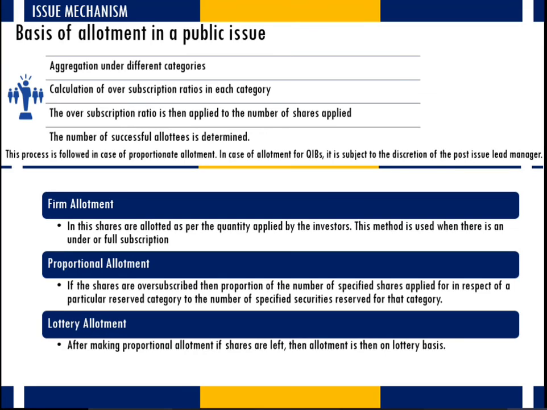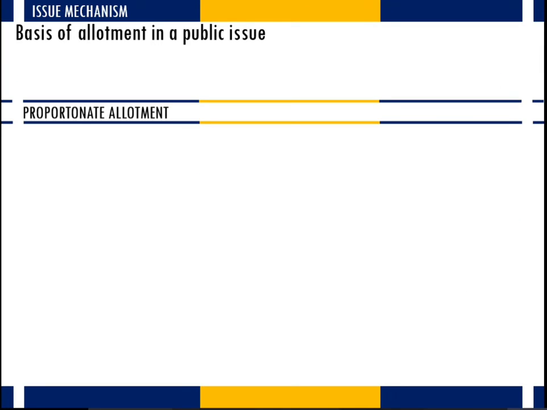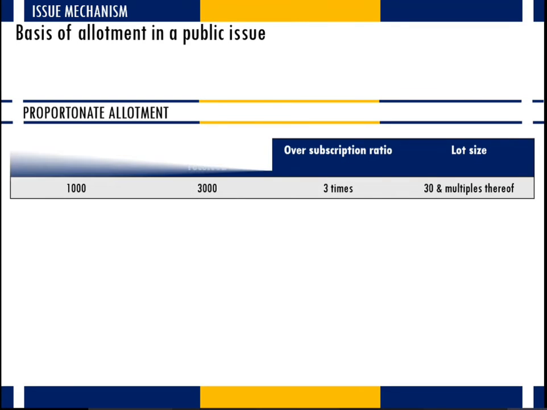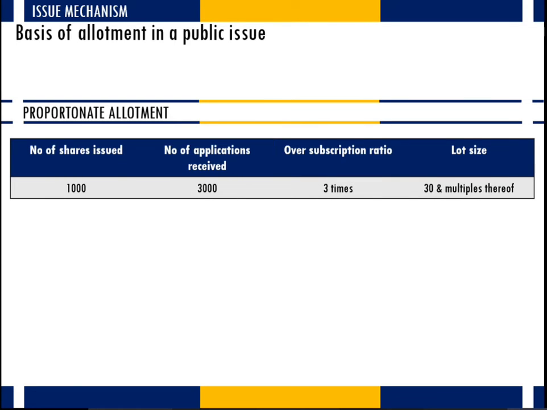So when there is an oversubscription, what will happen? The registrar will use either the proportional allotment method or the lottery allotment method. Let's see how these two methods work with the help of an example. A company is issuing 1,000 shares, but 3,000 people have applied. The first thing you need to do is find out the oversubscription ratio. The oversubscription ratio, 3,000 divided by 1,000, is 3 times.